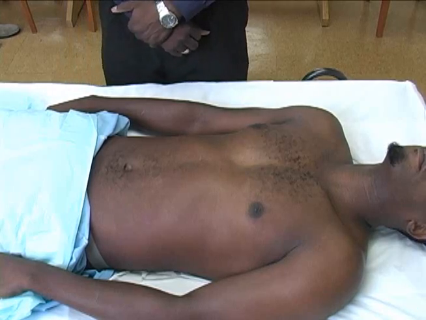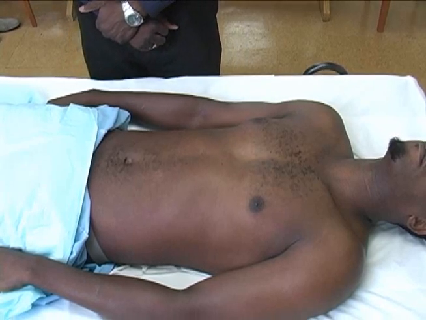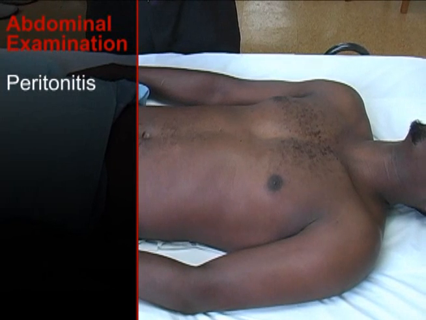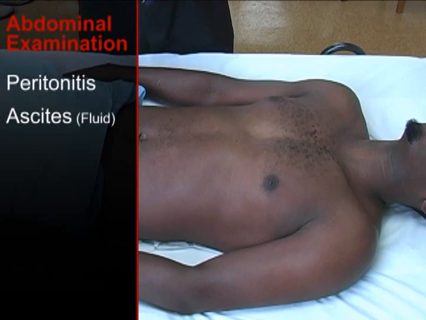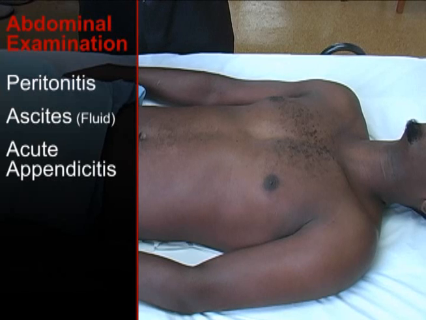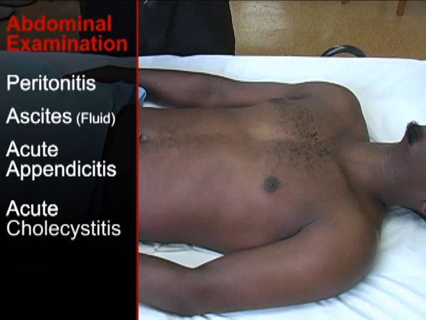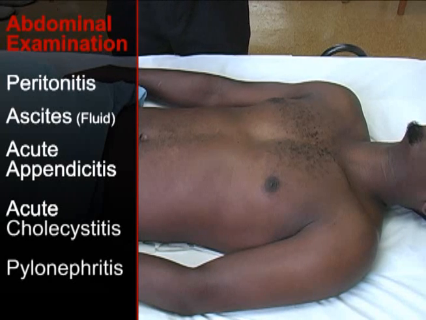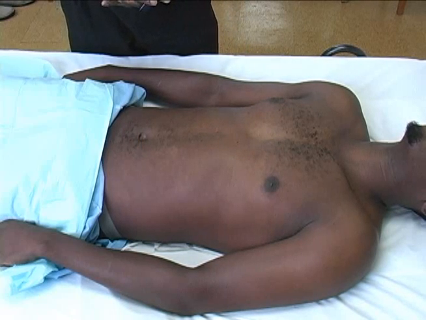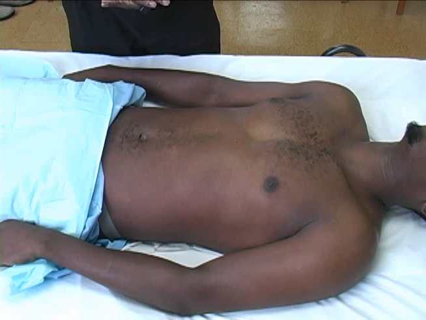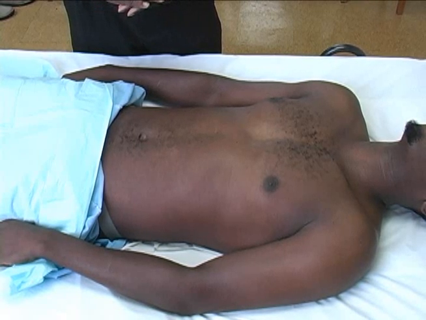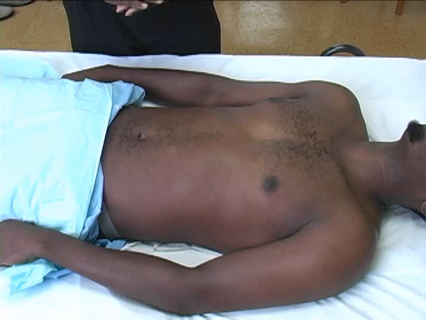Under special tests for abdominal examination, we will do the following. We will test for signs of peritonitis, test for fluid in the abdomen, the test for acute appendicitis, the test for acute cholecystitis, and the test for pyelonephritis. For peritonitis, the following features will be demonstrated: direct tenderness, guarding, and rebound tenderness with rigidity.